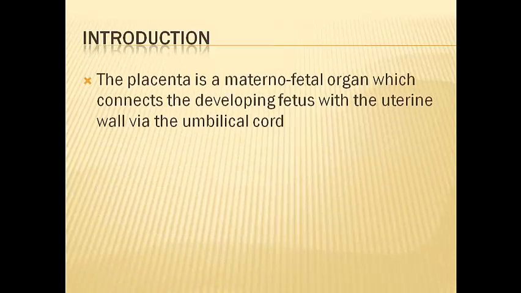Alright, so let's just look at what the placenta is, first of all. It is a maternal fetal organ, meaning that it has a part that is related to the mother and a part that is related to the fetus. And what it does is that it connects the developing fetus with the uterine wall via the umbilical cord.